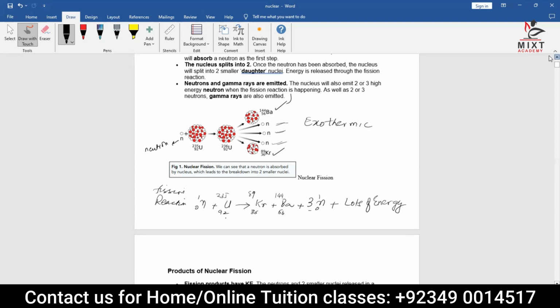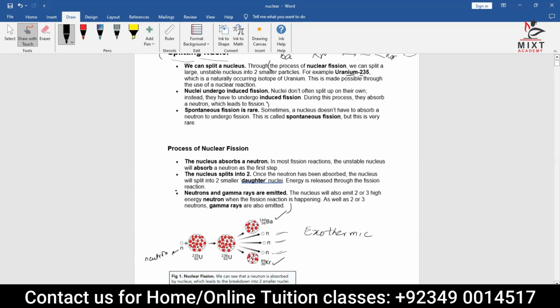Okay. I want you to write this and also write that as well. Process of the nuclear fission. They have written like this: neutron absorb neutron. In this heading, what they said is, in most fission reactions, the unstable nucleus will absorb a neutron as the first step. Then the nucleus splits into two, right? Once the neutron has been absorbed, the nucleus will split into two smaller daughter nuclei. Energy is released in the fission reaction.